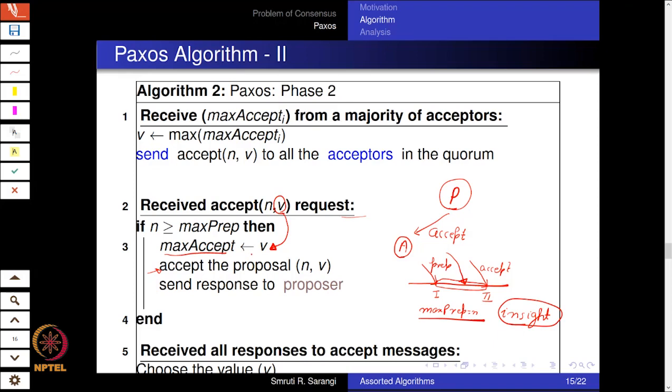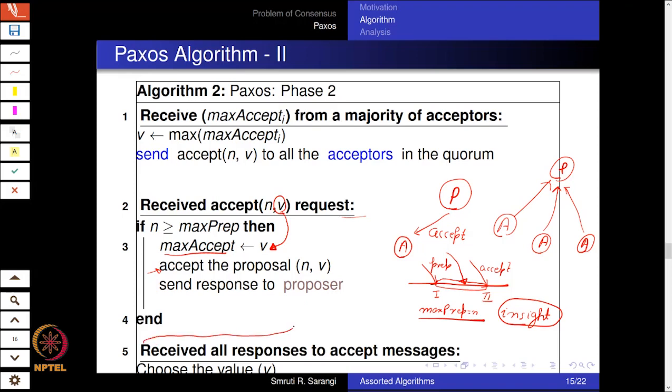So we set max accept to V in this case, which essentially means that this is a candidate for the consensus, right? So it's a two-phase algorithm. Then we send the response to the proposer at the end of phase 2. At the end of phase 2, all the acceptors that accept the proposal send a response back to the proposer saying that they have accepted the proposal.